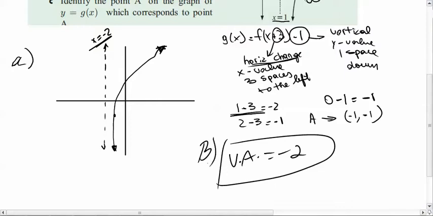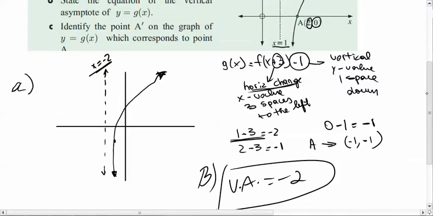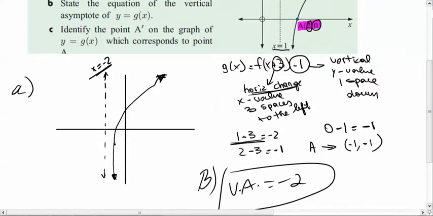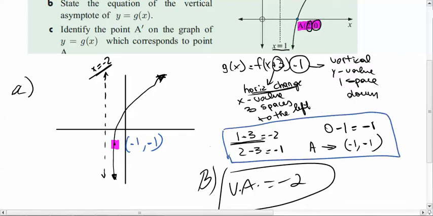Thank you, Tala. Now moving down to question C. So C says, identify the point A on the graph of y equals g of x, which corresponds to point A on the graph of y equals f of x. Alright, so this point A now moved down to here, which is now -1, -1, as shown in this process. So this is C.